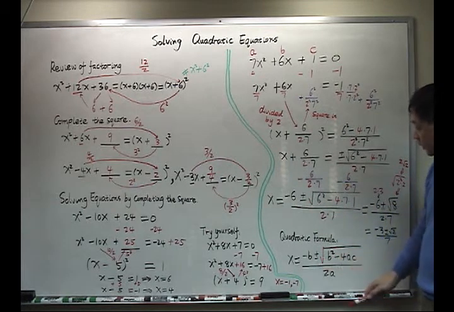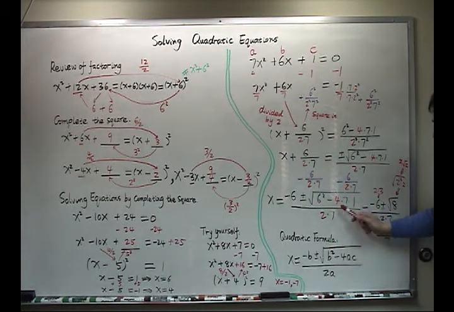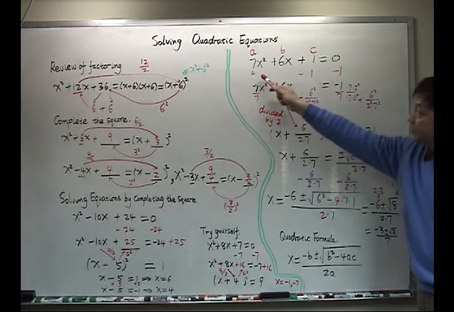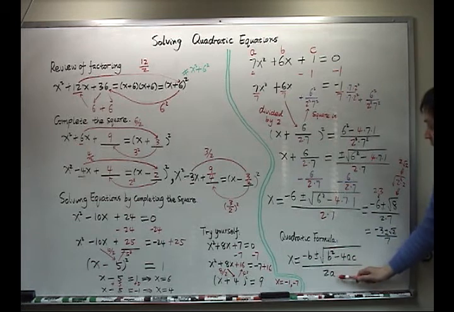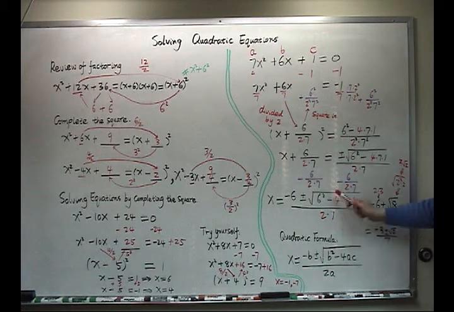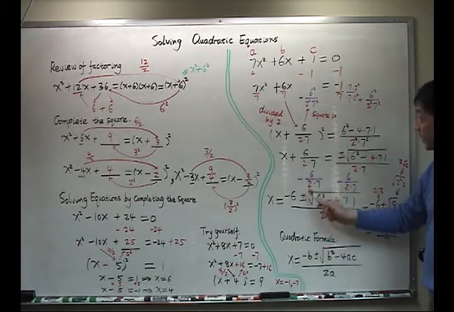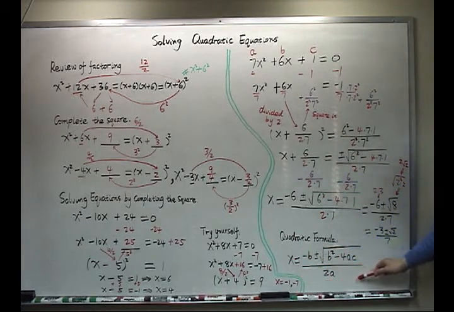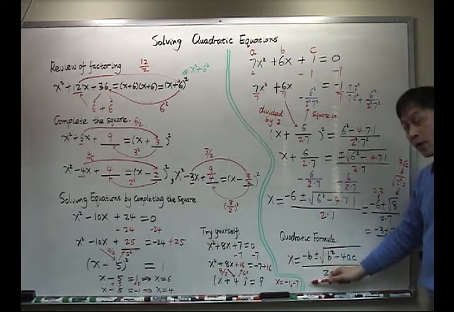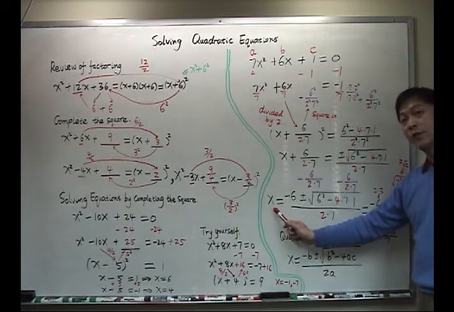Plus or minus, 6 was B, so B squared minus 4, 7 is A, and C is 1, divided by 2 times A. Here 7 is A. So that's why we have this formula. 1, 2, 3, 4 steps, we get the quadratic formula. You should use the quadratic formula to solve the equations. So this quadratic formula, please remember that, and then plug in the numbers. You should have the value of x.